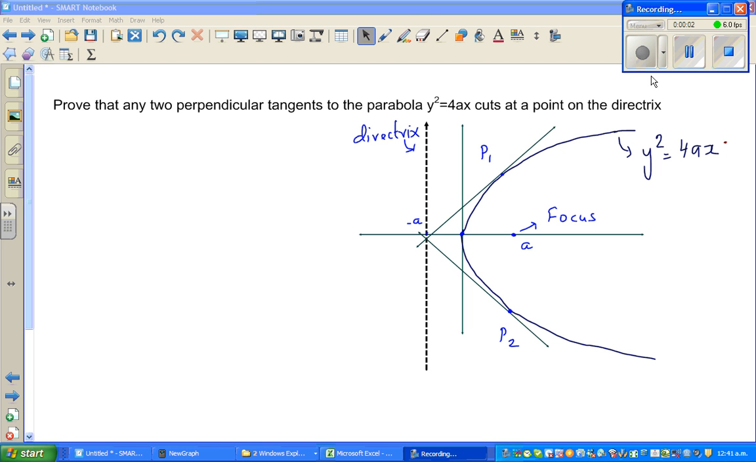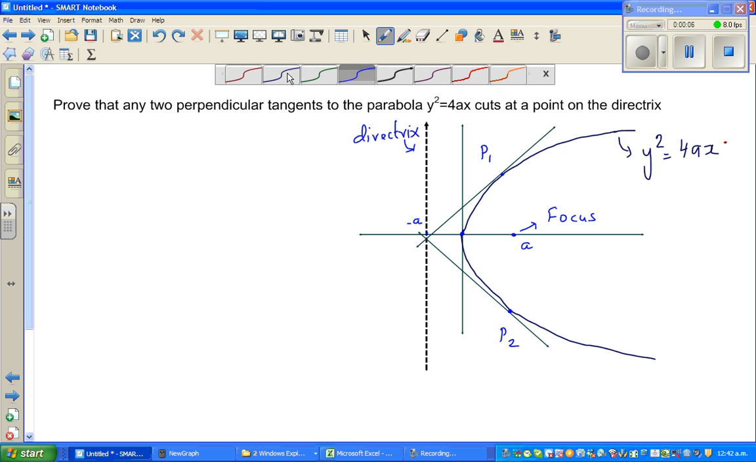Let us look at this question, which is a scholarship question on conic section. The question says prove that any two perpendicular tangents to the parabola y squared is equal to 4ax cuts at a point on the directrix. So let me go over some basic facts that you should be knowing.